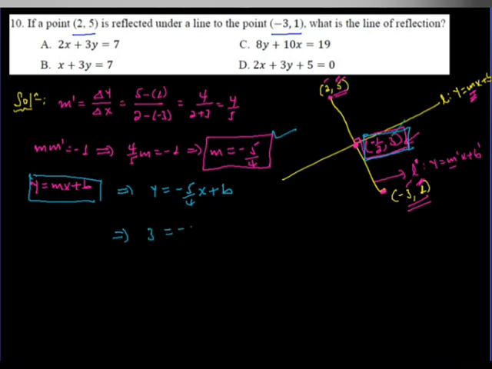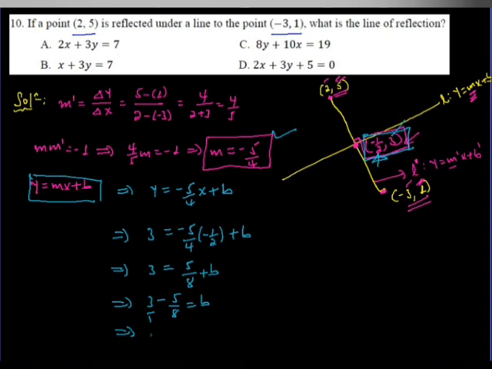3 equals minus 5 over 4 times, in place of x, use minus 1 over 2. So minus 1 over 2 plus b. This becomes 3 equals 5 over 8 plus b. Now 3 minus 5 over 8 is the value of b. This means you can use crisscross. 24 minus 5 is 19 over 8. 19 over 8 is the value of b.